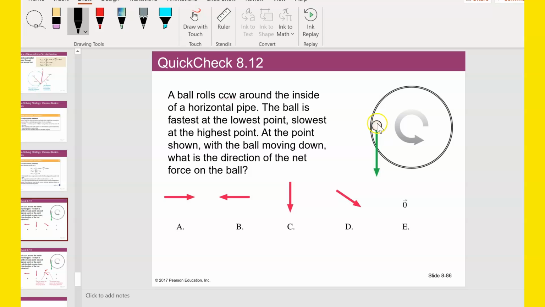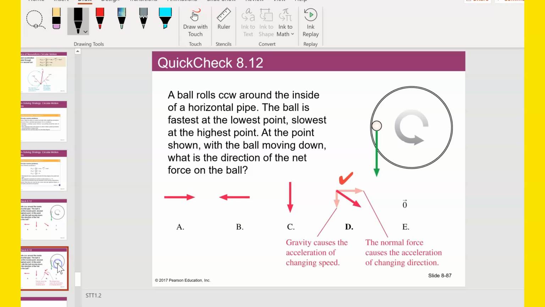So the net force is going to point, let me draw that for you. It has a force in the tangential direction. It also has a force in the radial direction. So the net force would have to be something like that. Well, it would be the addition of these two forces. So that plus that, or that plus that. So this would be the net force right here. So I'm thinking it's choice D. And it is.